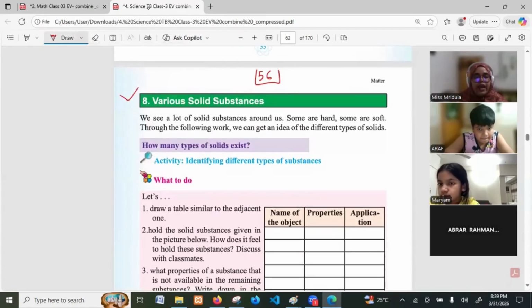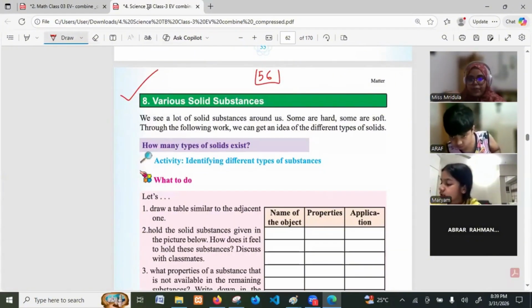Okay, so we have the 8th topic of this chapter, which is various solid substances. We know that there's a lot of things that we can see in the solid state around us, right? Most of the things are in solid state, like the laptop or the phone we are using, or the pencil we write with, or the paper or the copies. So we see a lot of solid substances around us.